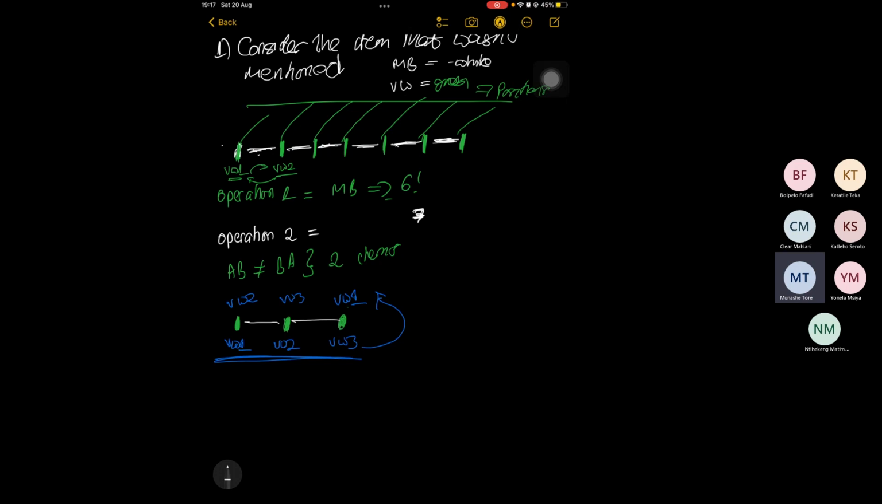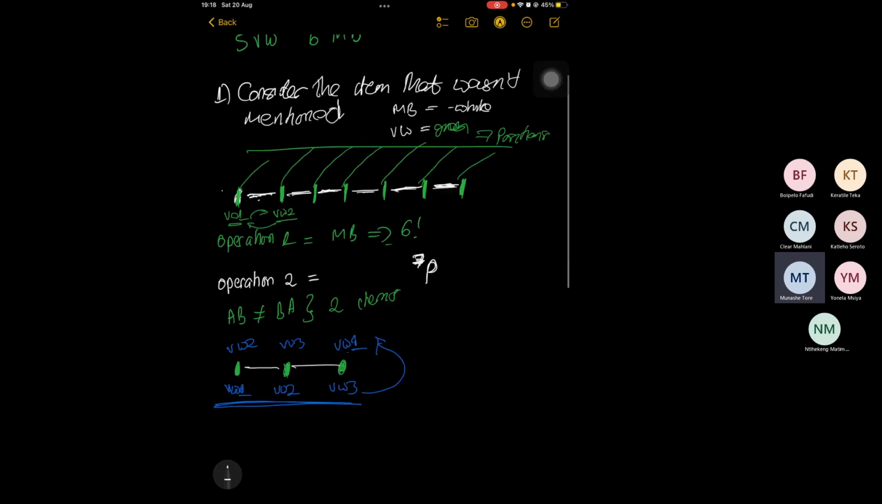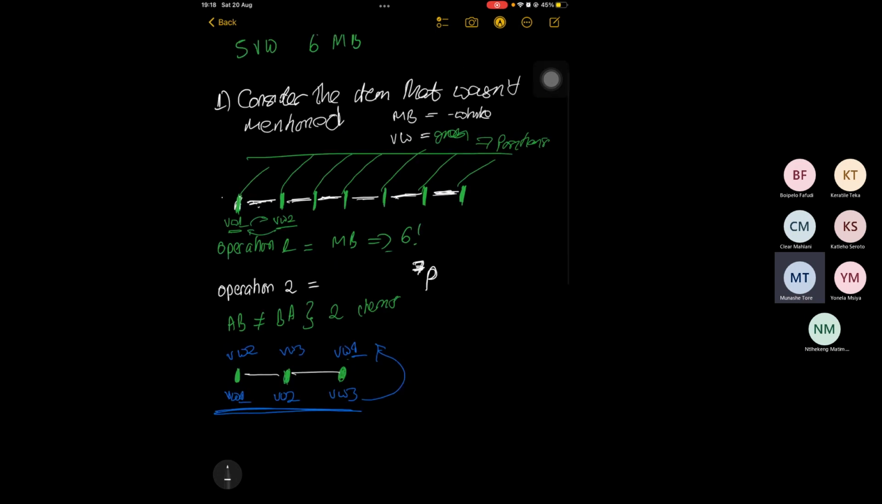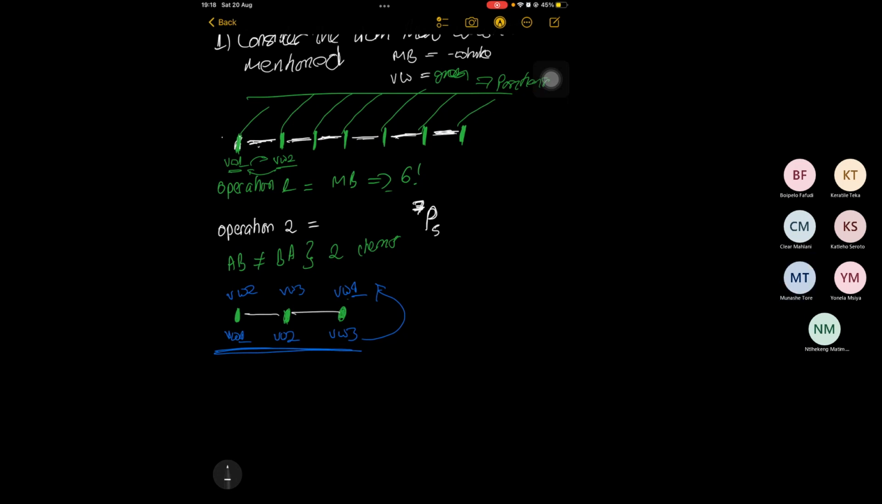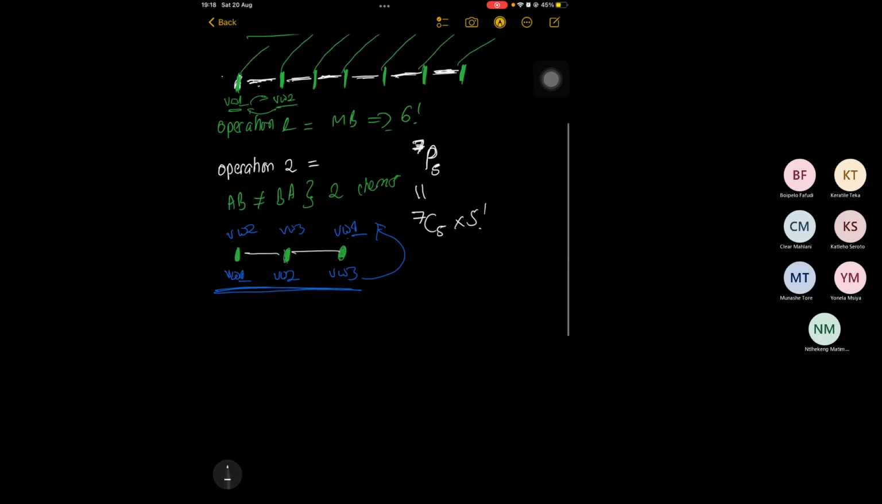So it's going to be 7 permute. Then how many of the VWs do we have? We said we have 5. So it's going to be 7 permute 5. And as I said earlier on, 7 permute 5 is the same as 7 choose 5 times 5 factorial. These two terms are the same. So now the answer is going to be 7 permute 5 times 6 factorial. That's how we do it.